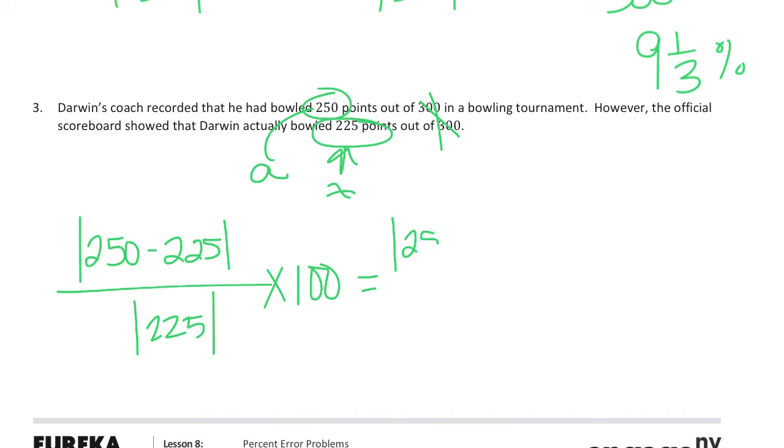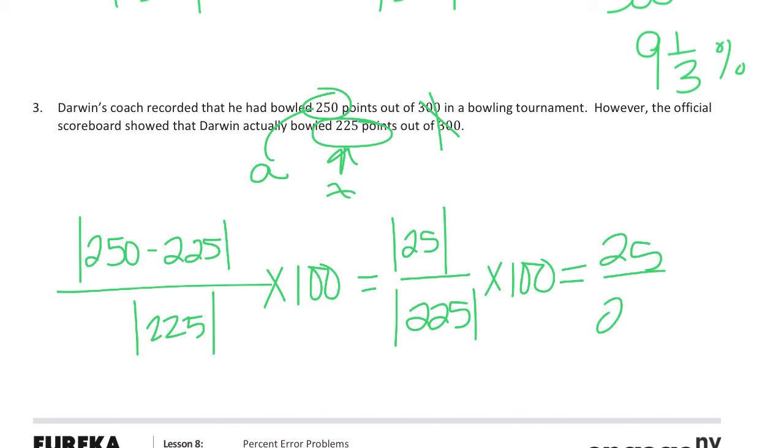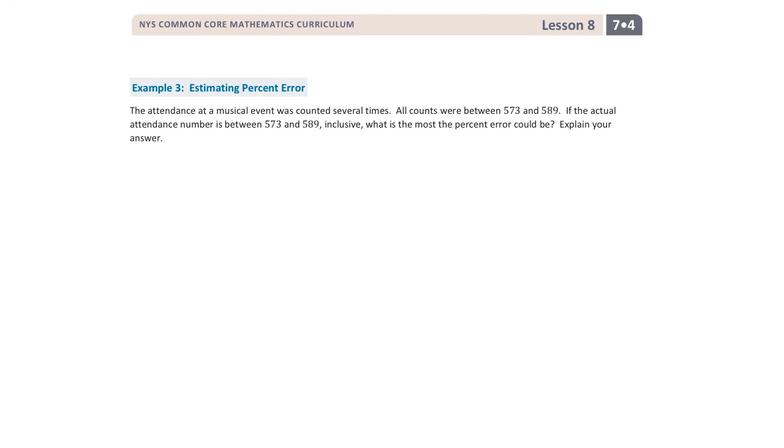So the absolute value of 25 over the absolute value of 225 times 100. So 25 225ths times 100. When you multiply that, the coach's error was 11 1/9% is what he was off by.